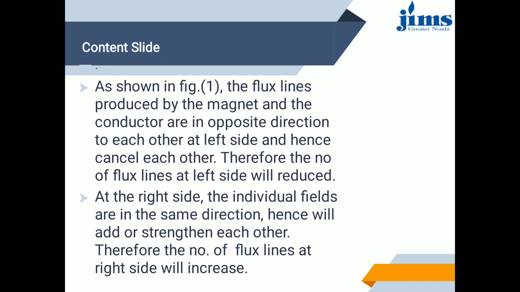As shown in figure 1, the flux lines produced by the magnet and the conductor are in opposite direction to each other at left side and hence can cancel each other. Therefore, the number of flux lines at left side will be reduced. At the right side, the individual fields are in the same direction, hence will add or extend each other. Therefore, the number of flux lines at right side will increase.